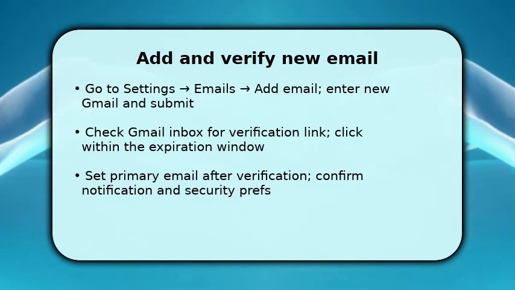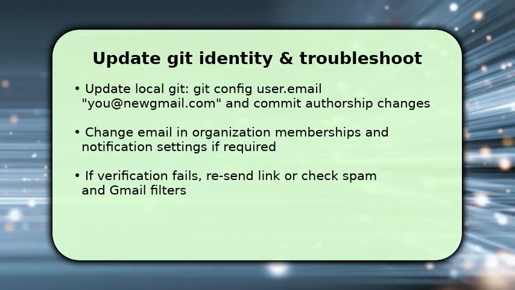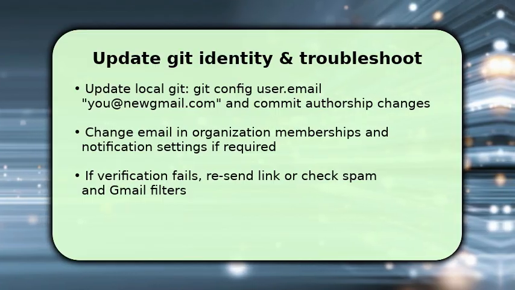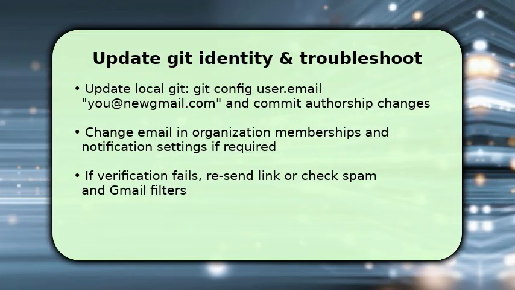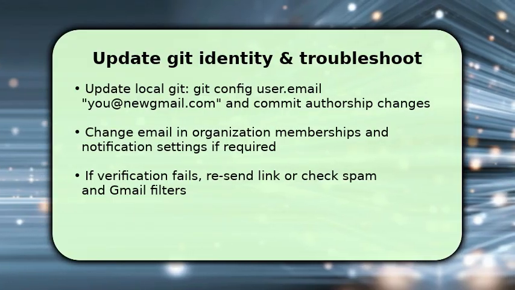You finish by updating your local Git identity. Run git config --global user.email you@nugmail.com and, if needed, rewrite recent commits to reflect the new author email. Then review organization settings and notification preferences to ensure access continuity.